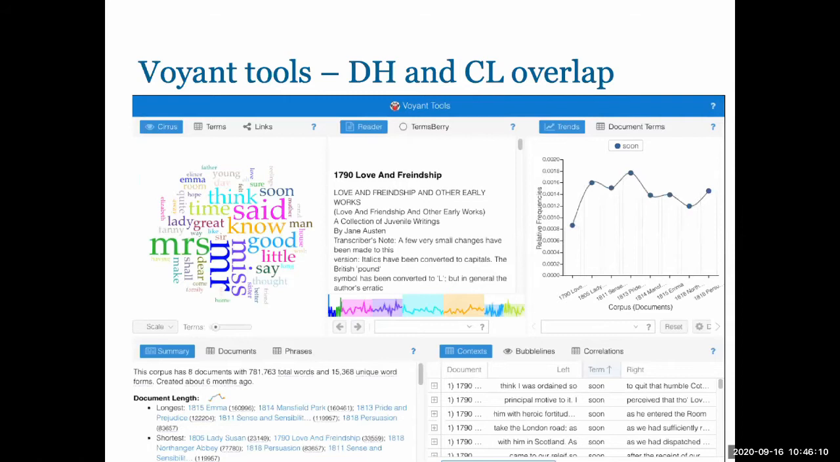Here's just an example of some of the tools that people would probably consider more digital humanities rather than corpus linguistics, but there's a lot of overlap. So Voyant Tools is something that is becoming increasingly popular, and they're doing a lot of things that are quite standard for corpus linguistics as well. So at the bottom right corner, you've got a concordance, then you immediately see the word cloud, you can get some graphs to get an idea of distributions.